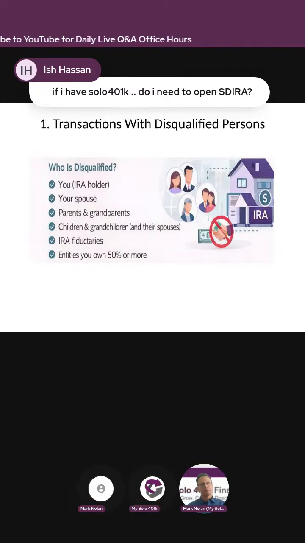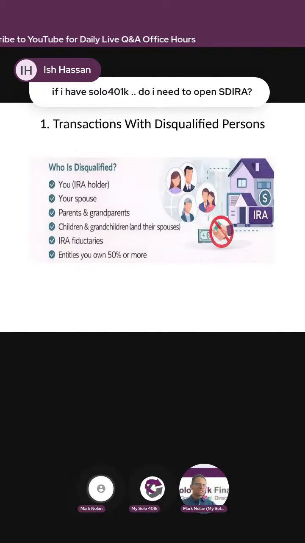So the IRS rules are designed to ensure that your self-directed IRA is strictly used for retirement purposes, not for current personal benefit. And that's actually a very good distinction there. That is, self-directed IRAs are meant to be used for retirement purposes, not for current personal benefit.